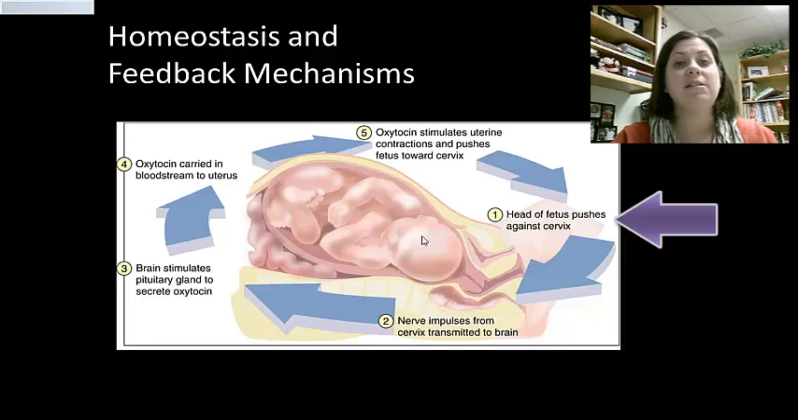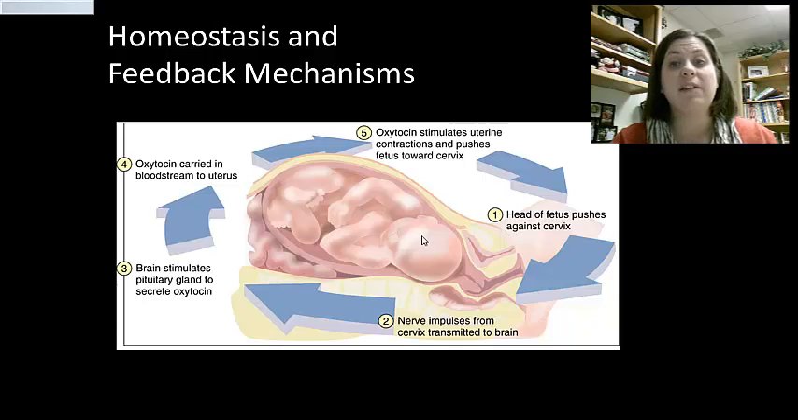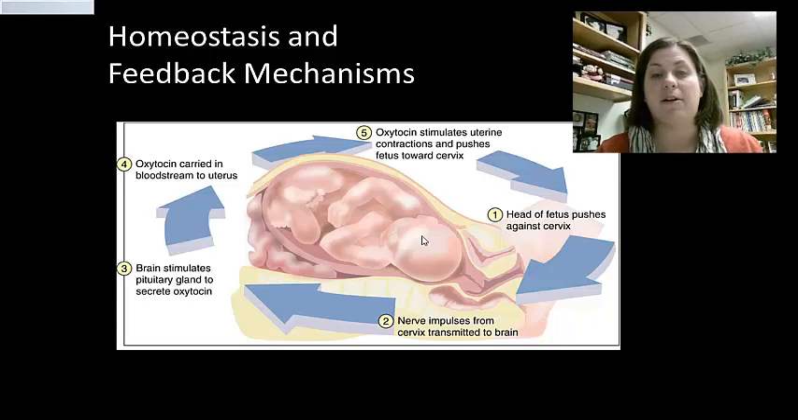Oxytocin is carried back to the uterus and causes contractions to be stronger, causes them to be harder, which then pushes the fetus against the cervix more. So it continues to do this until the baby is born. Once the baby is born, then of course it's going to return it back to normal. So this is a positive feedback. It intensifies it and makes it worse before it gets better.